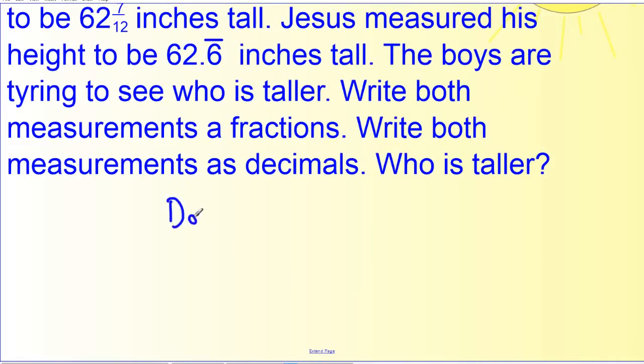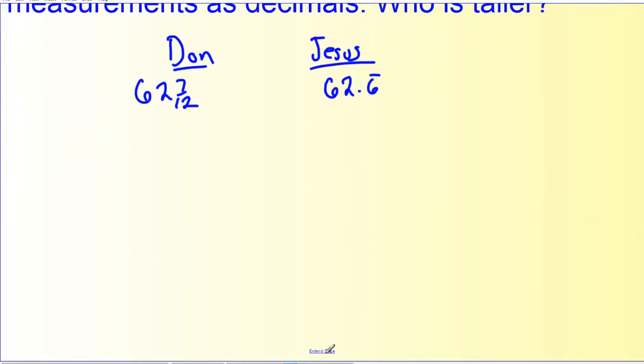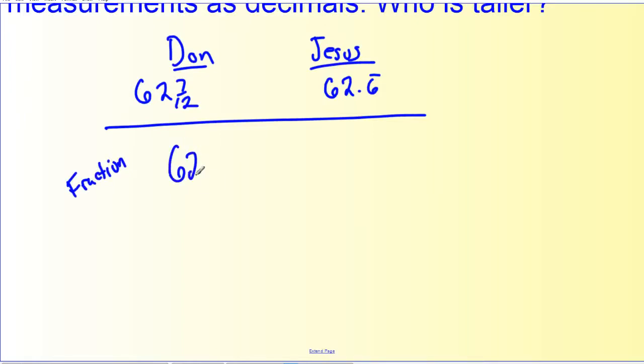Alright, so I'll make a little table here. I've got Don, and I've got Jesus. Don, it said, was 62 and 7/12. Jesus was 62.6 repeated. Alright. So now, do the things. We want them both as, what was the first one? Fractions. Now, the cool news is, Don here is already a fraction. So I don't really have to do anything with it. Jesus here, I have to change into a fraction.